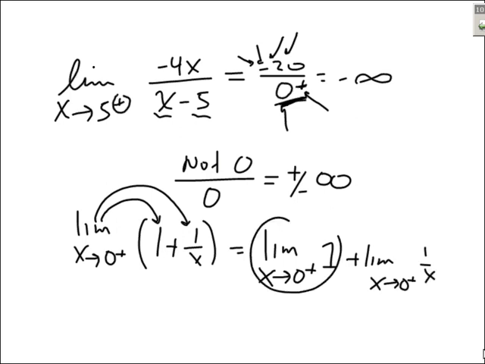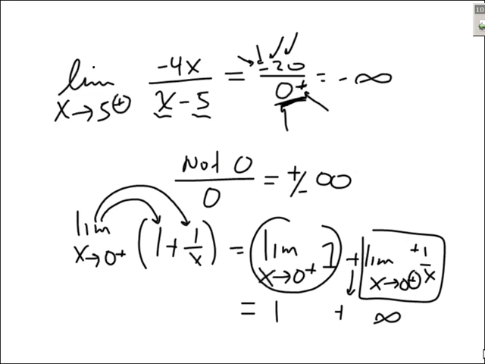So this limit is 1 plus this limit. You have 1 on the top, you have 0 on the bottom. That's infinity. Since you have positive 1 on top, the numerator is positive. Since x is more than 0, then x will be positive. So you have 1 plus positive infinity, which is infinity. Please don't say infinity plus 1. Infinity.